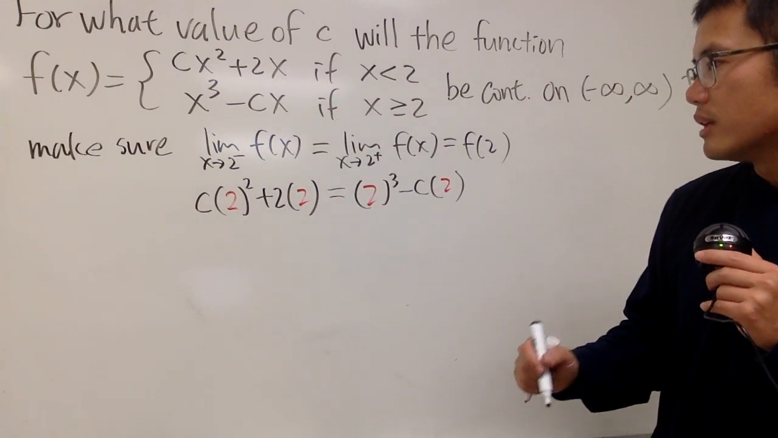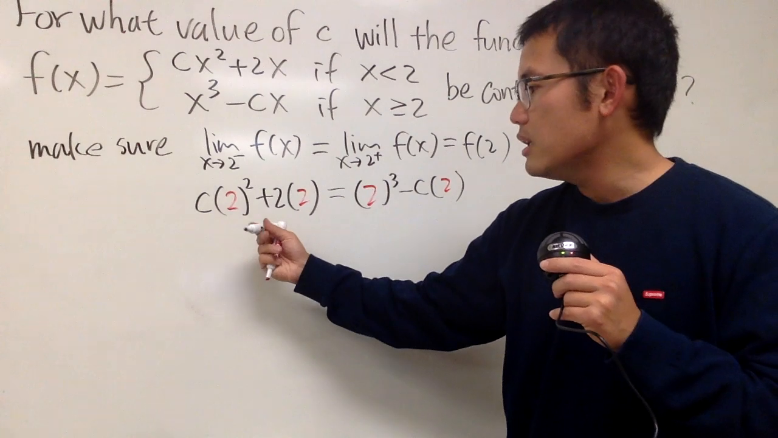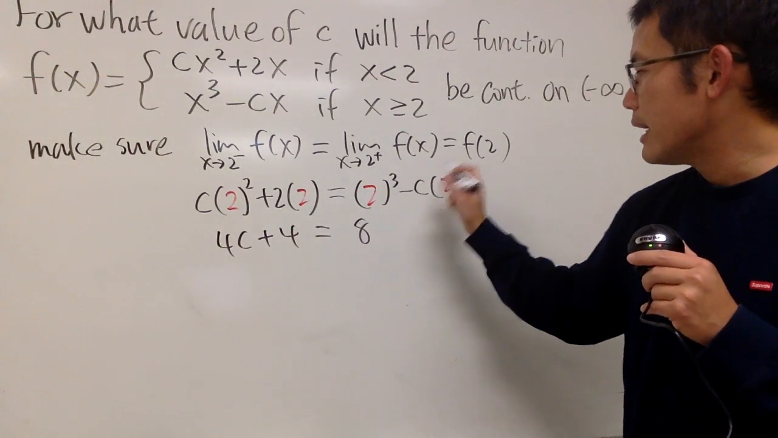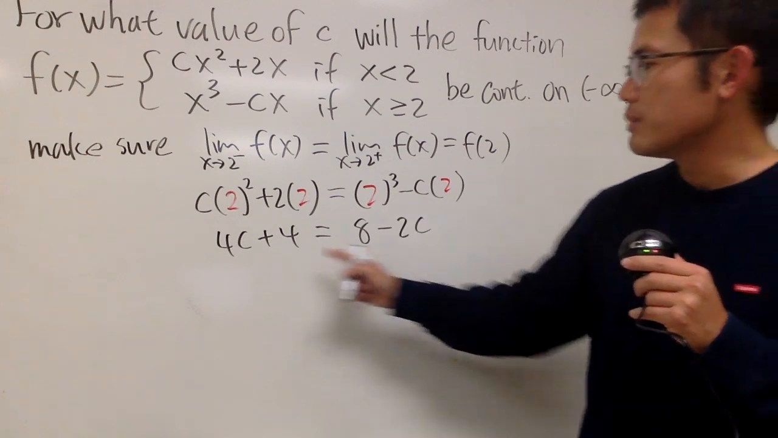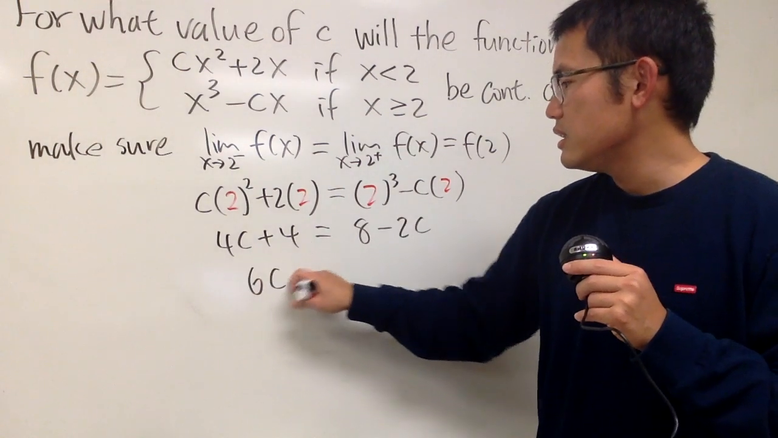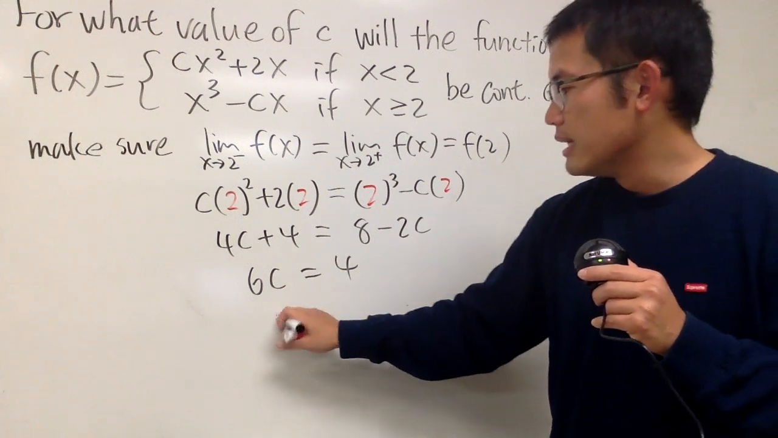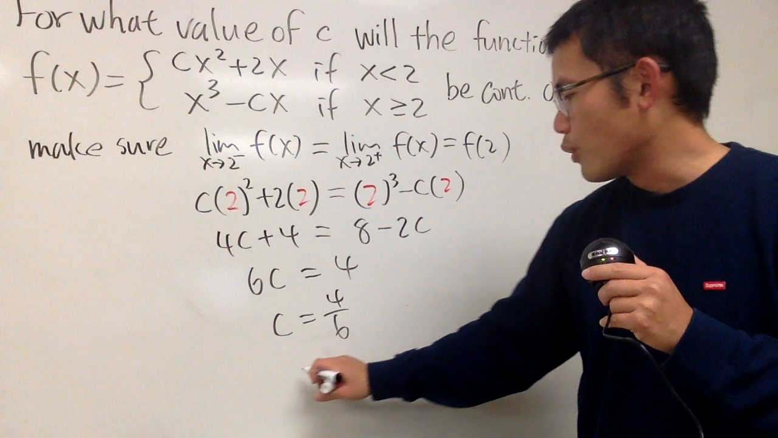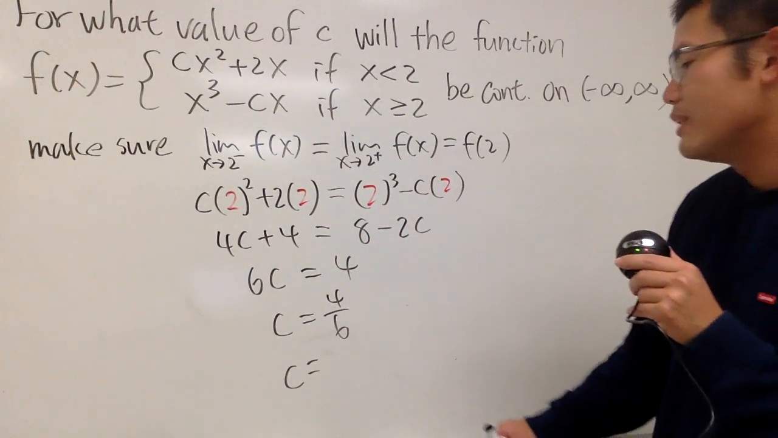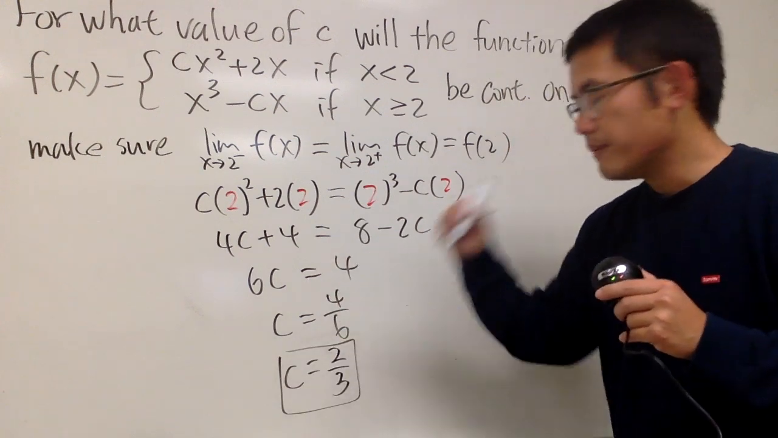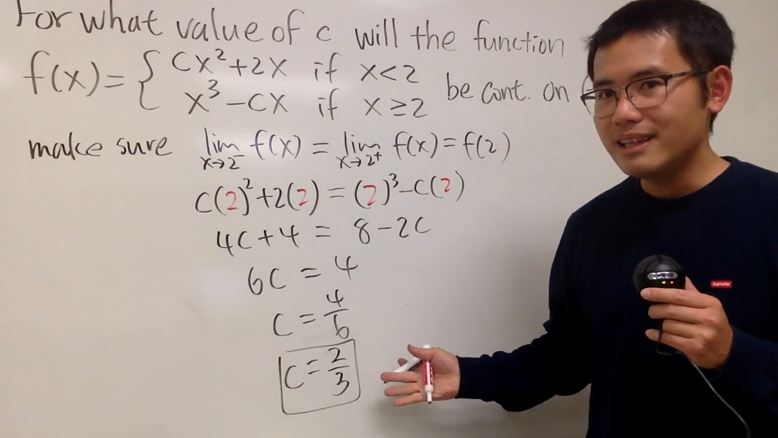Anyway, now we just have a regular equation. This is going to be 4c plus 4 equals 8 minus 2c. So of course, bring that to here, so we get 6c. Bring this to here, we get 4. And then divide both sides by 6, we get 4 over 6. Of course, reduce your fractions. I know it's calculus, but still reduce your fraction. In the end, we get c equals 2 over 3. And that is it.